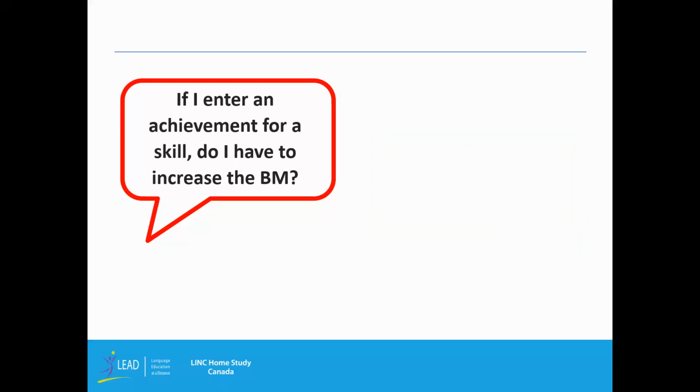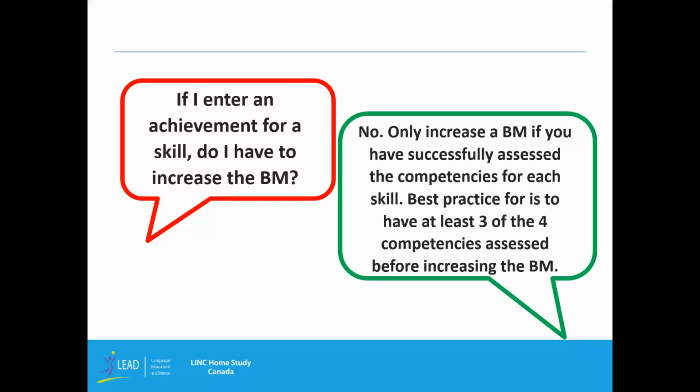If I enter an achievement for a skill, do I have to increase the benchmark? No. Only increase the benchmark when you have successfully assessed the competencies for each skill. Best practice for Link-Home study is to have at least 3 of the 4 competencies successfully assessed before increasing the benchmark for that skill.